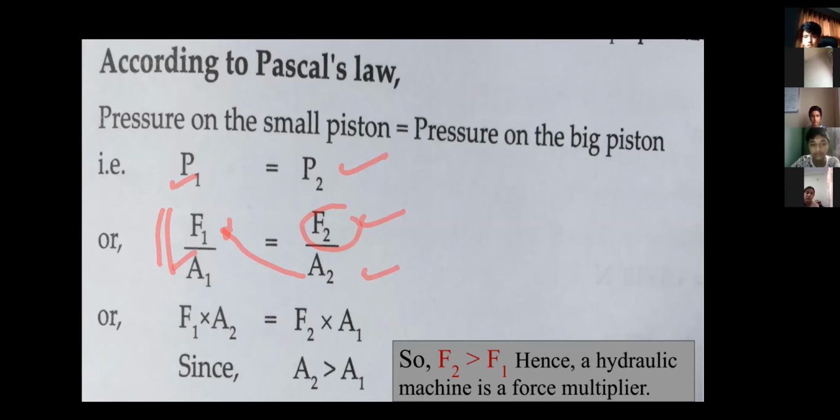A2, if it is greater than A1, then F2 also must be greater than F1. So when the area changes, making the area of the piston more, obviously the force on that piston also increases.